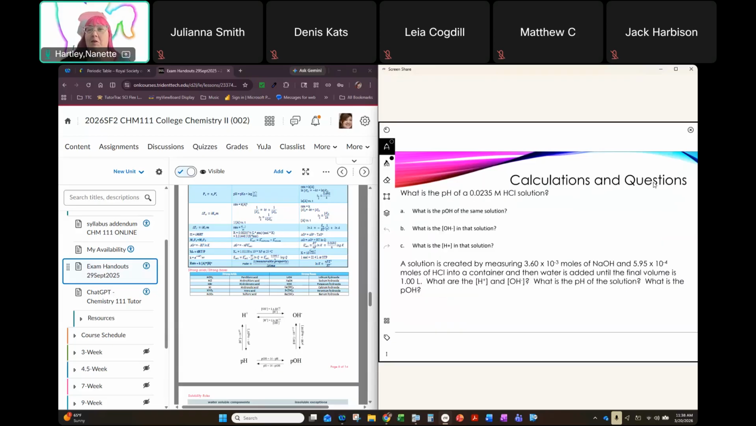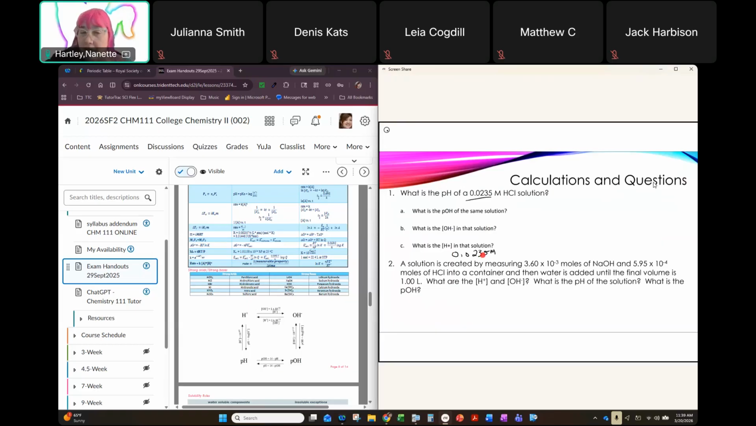So again, what is the pH of a 0.0235 molar HCl solution? So if I want to find pH, I need to find the H3O plus. The H3O plus is based on this concentration right here. So it's 0.0235 molar because I know that HCl is a strong acid. So I know what that concentration is.